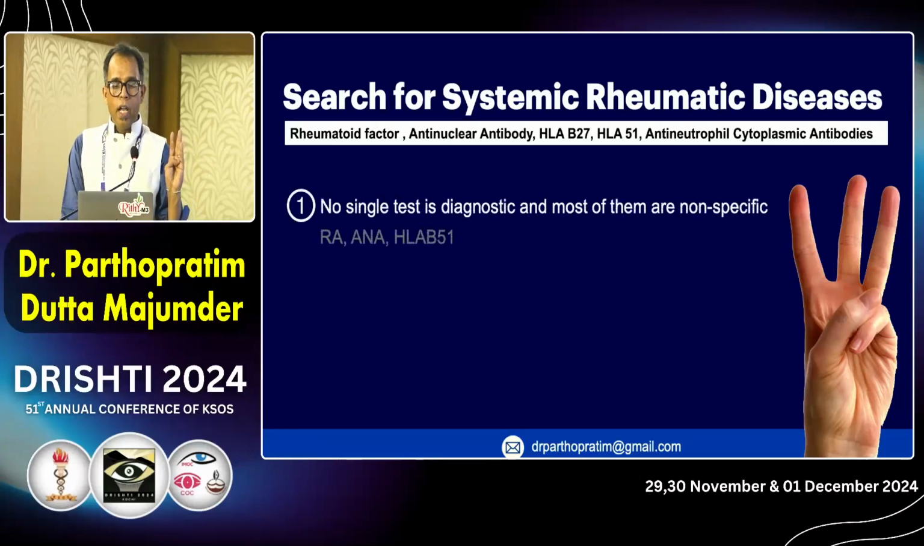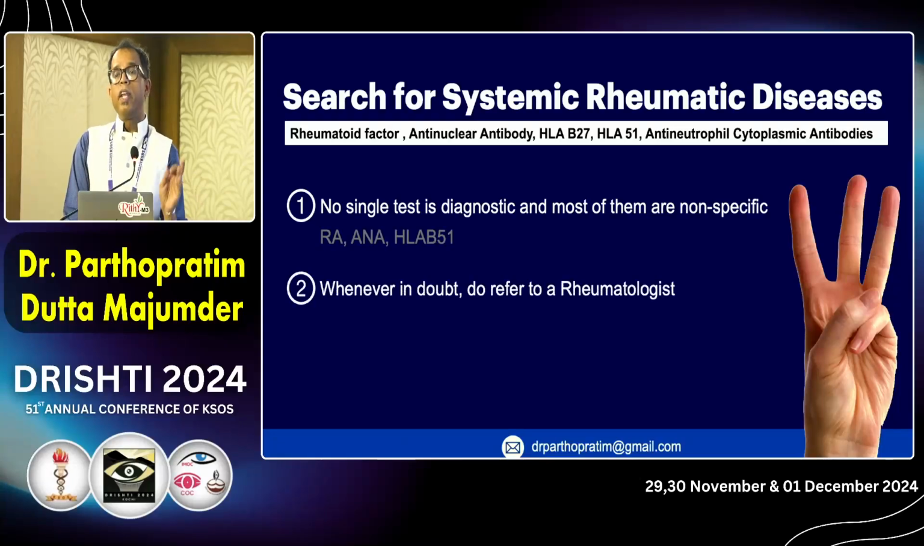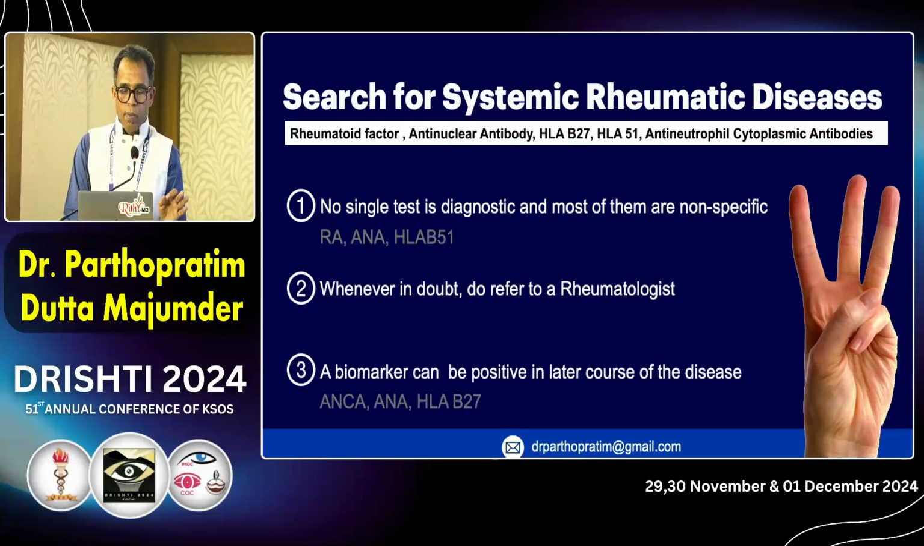important points. One, no single test is diagnostic, and most of them are non-specific. Like RA is positive does not mean that the patient has arthritis, or ANA is positive does not mean that the patient can have autoimmune disease. Whenever in doubt, do refer to the rheumatologist to look for systemic evidence or not.